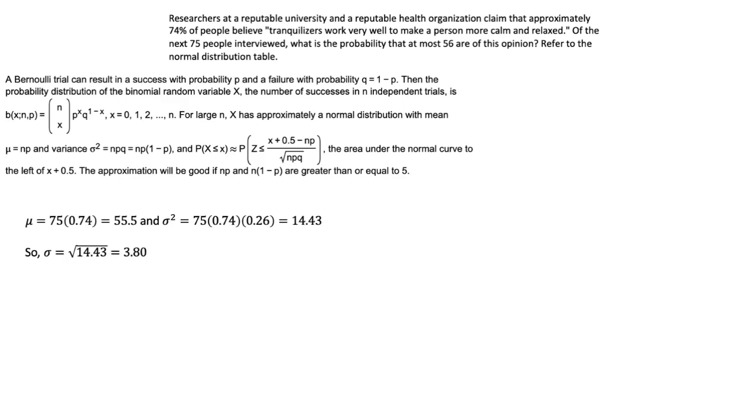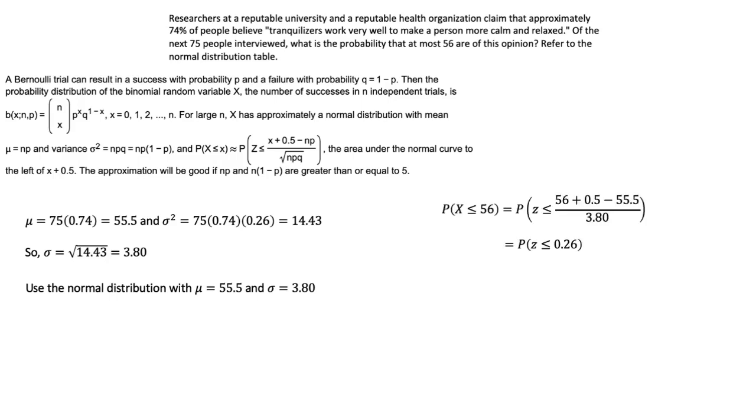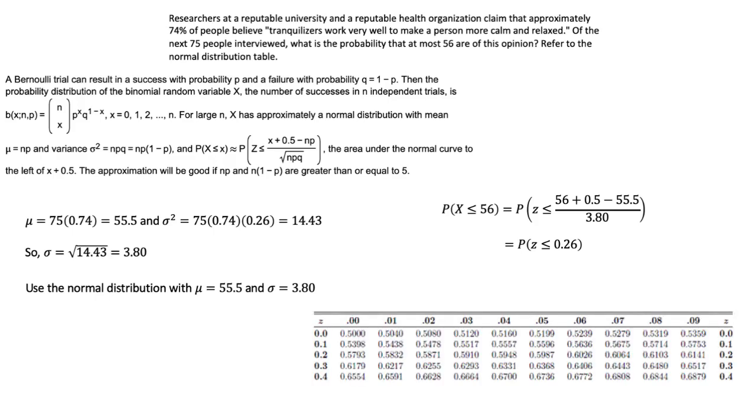Here we have a mean of 55.5, a variance of 14.43. That means the standard deviation is the square root of that, which is 3.8. So we're going to standardize our variable with a mean of 55.5 and a standard deviation of 3.8. When we do this, we get the probability that z is less than or equal to 0.26. Now we refer to the standard normal distribution using that z value, and we get a probability of 0.6026.